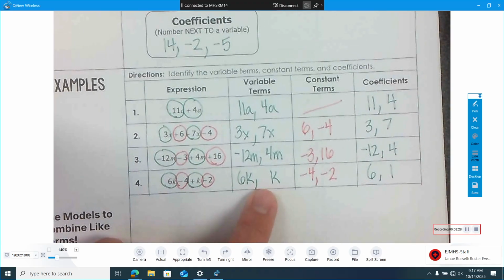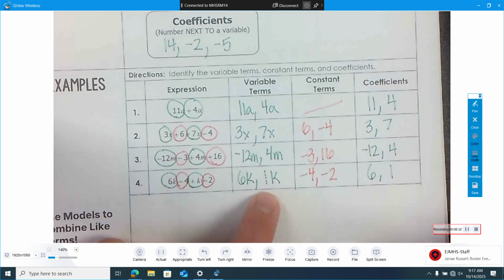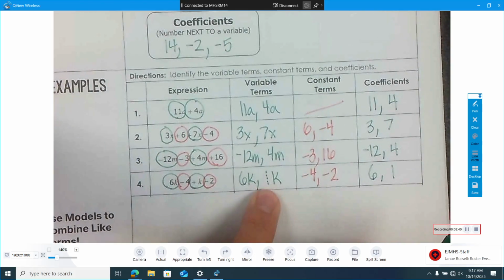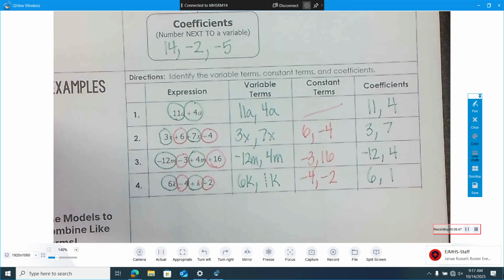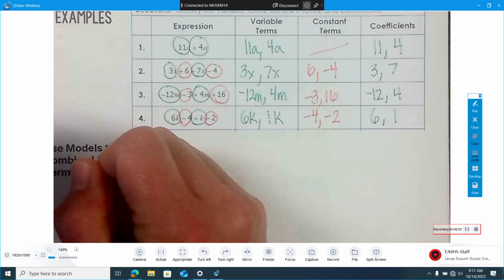6 and 1. There is always a number in front of our letter. And what it's saying is there's 1k here. We've got one of them. All right? And with or without that extra little 1, we know we've got at least that one. Okay? So what we want to be able to do now that we can identify all these parts is make sure that we can combine like terms.